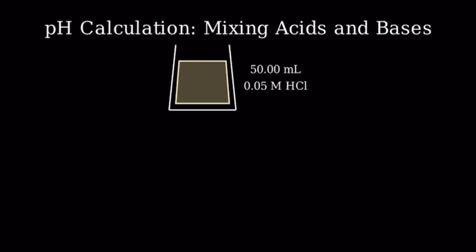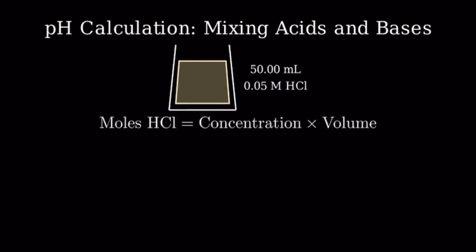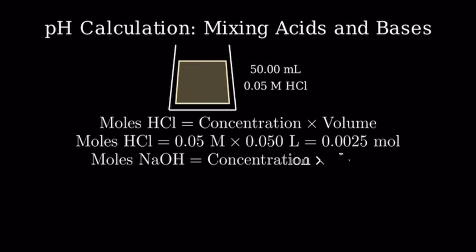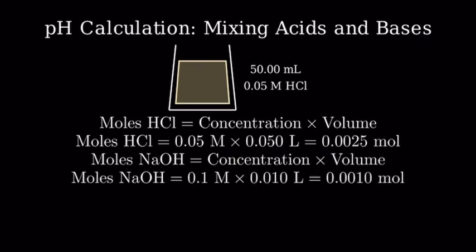Let's calculate this step by step. First, let's find the initial moles of hydrochloric acid. This is equal to the concentration 0.05 molar times the volume 0.050 liters, which gives us 0.0025 moles of HCl. Next, let's calculate the moles of sodium hydroxide added. That's 0.1 molar times 0.010 liters, which equals 0.0010 moles of sodium hydroxide.